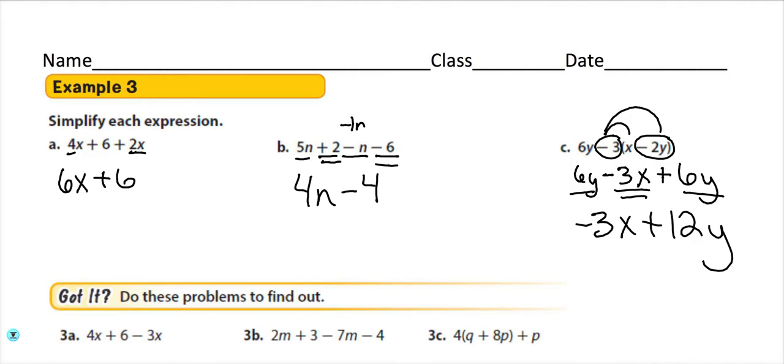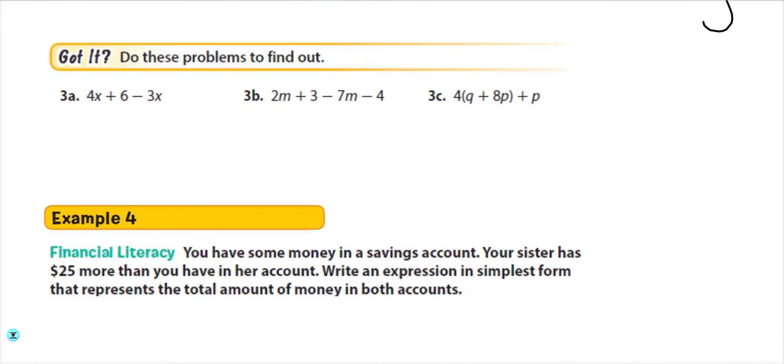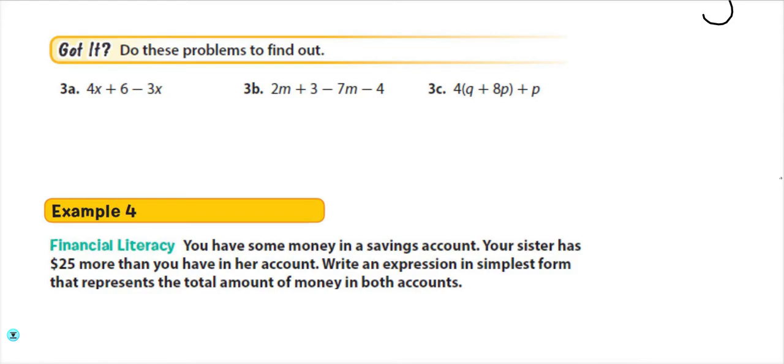All right, let's take a look at the got it question. Go ahead and try these by yourself first. And let's take a look. So we have 4x plus 6 minus 3x. So we have a 4x and a negative 3x. So 4 minus 3 would be 1. So that's just x. And then we have plus 6. Remember, we don't write 1x.